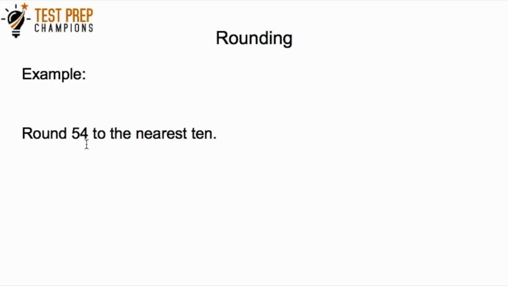So all we have to do is we're going to look at this 5 again, the number in the tens place. We're going to leave that exactly the same, and we're going to turn this 4 into a 0. So the answer to this is 50.